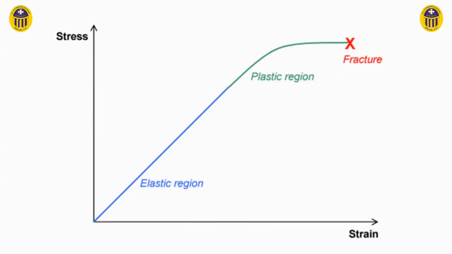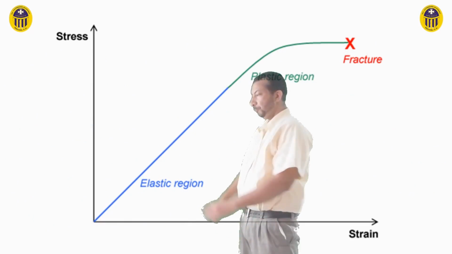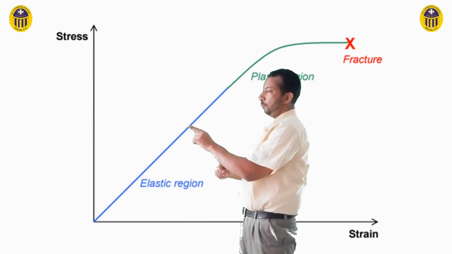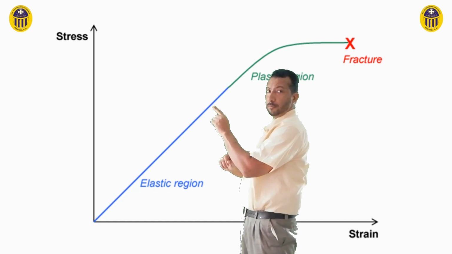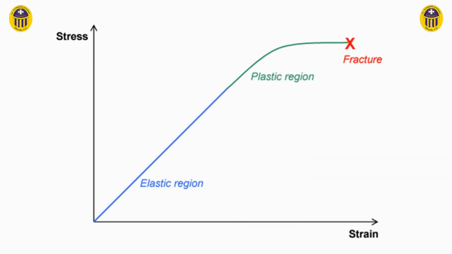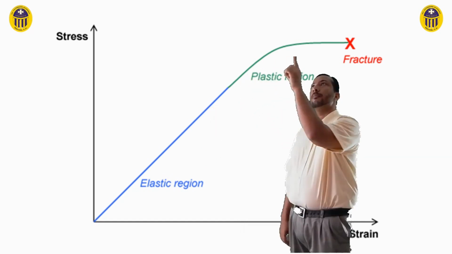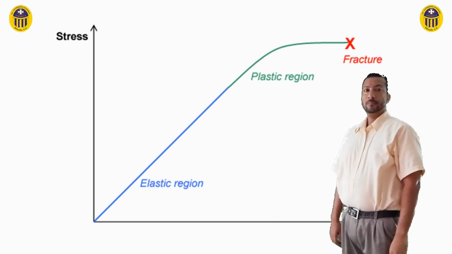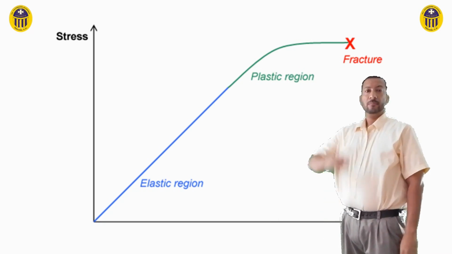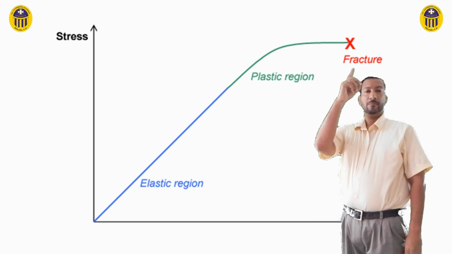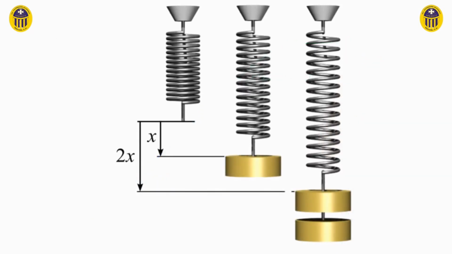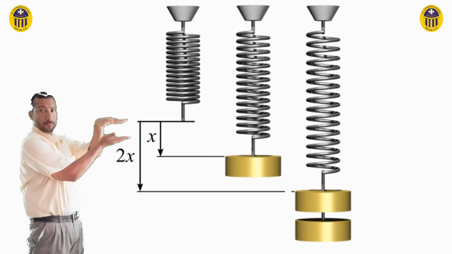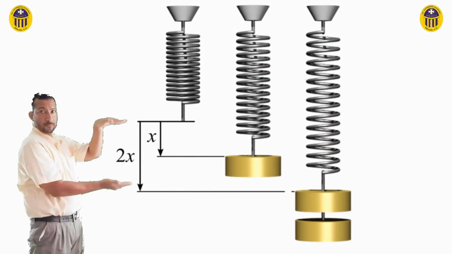This is illustrated here, where the blue region, which is a straight line starting from the origin with a positive gradient, shows direct proportionality. In green, where the graph starts to bend and curve, that shows that it no longer obeys Hooke's law. That is known as the plastic region. And finally, at the X, that is where the spring would break or fracture. As we see here, if you have twice the weight, then you have twice the extension.